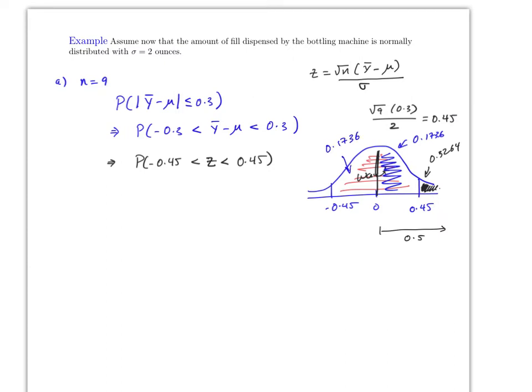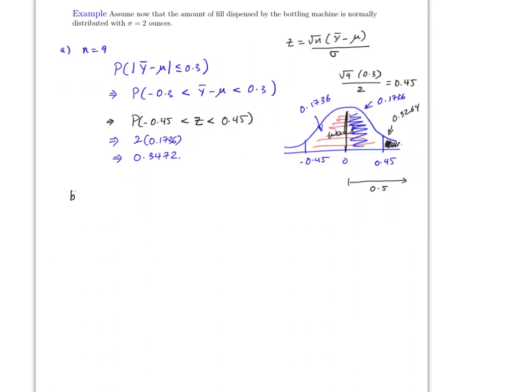You can also use a calculator if you want to make this easier on you. So technically the area, you can see that it's obvious that it should be this plus that. So this is twice 0.1736, which is 0.3472.